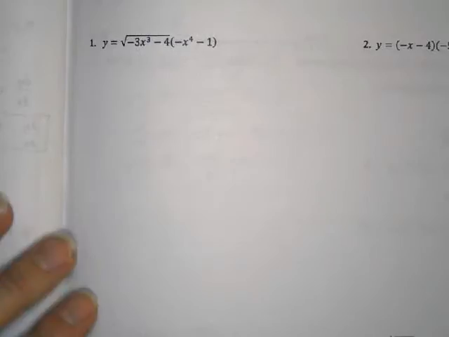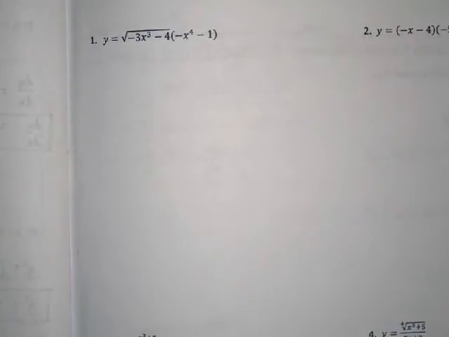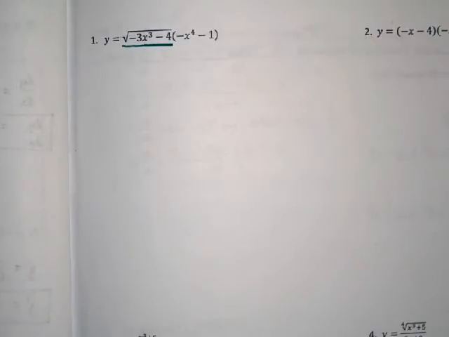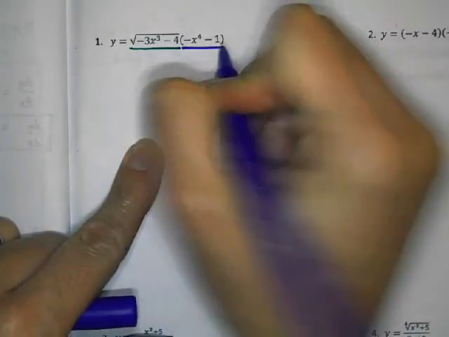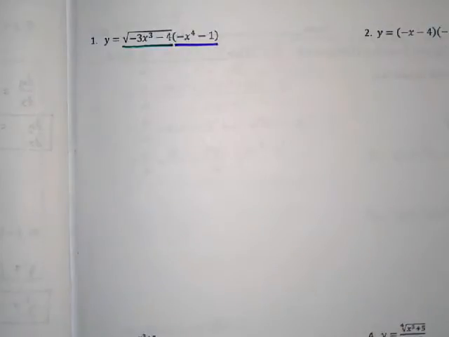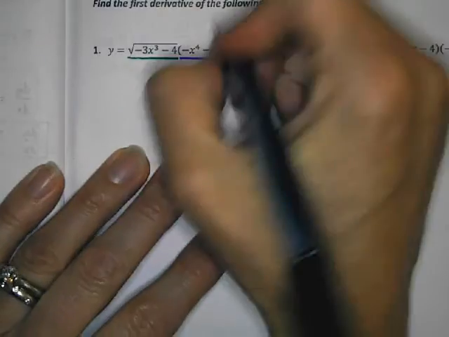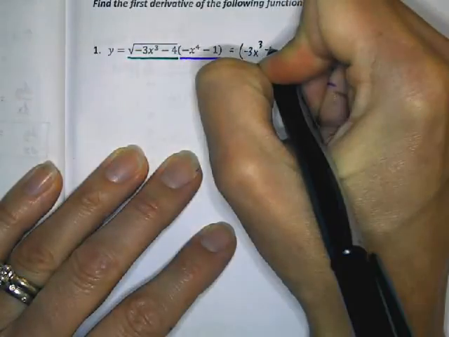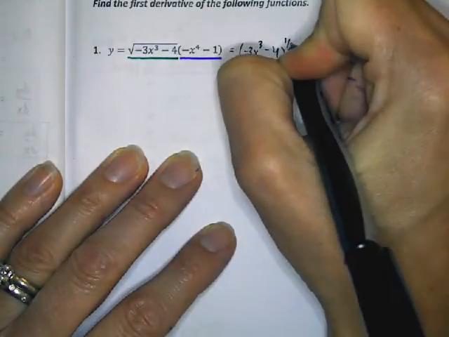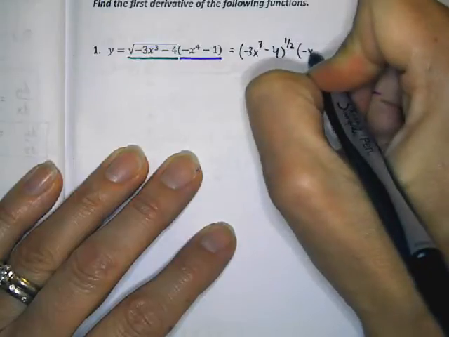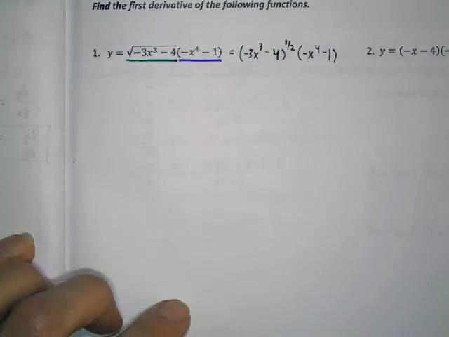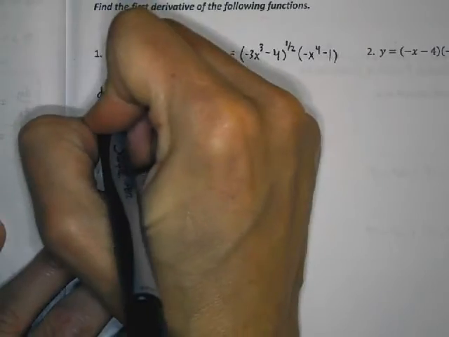So on the next page, first one we have here is a product rule problem. My first factor is the square root, and I'm multiplying by this second factor here. The first thing I'm going to do is rewrite that first factor with a rational exponent, so it's a little easier maybe to work with. And then there's my second factor. So here we go, dy dx.